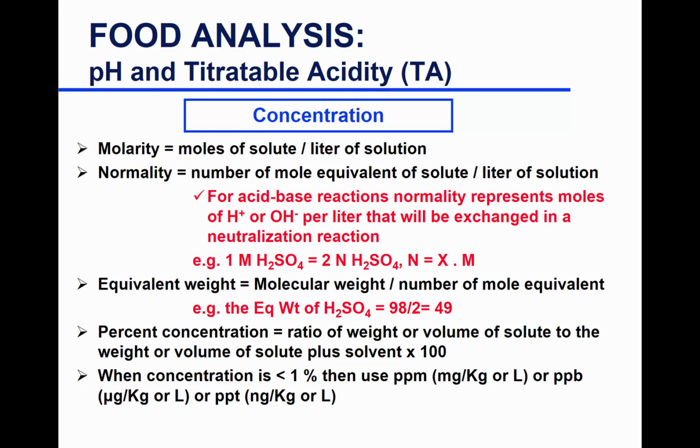But I'm introducing what you will be using in terms of calculations. Percent concentration, you're all familiar with that, is either weight per 100 ml, grams per 100 grams, or milliliter per 100 milliliters. So it's the ratio of weight or volume of the solute to the weight or volume of the solute plus solvent, multiplied by 100. When we have very low concentrations, we don't necessarily report them in percentages, we report them in parts per million, which is milligram per kilogram or liter.